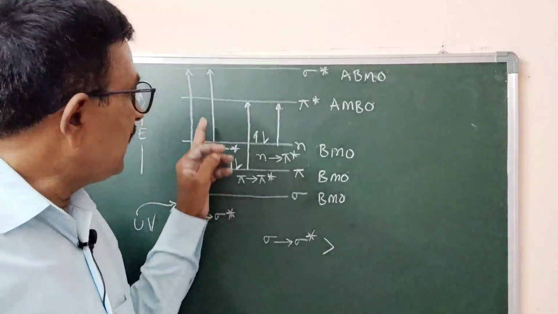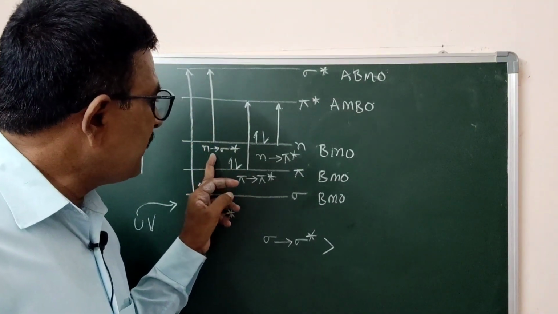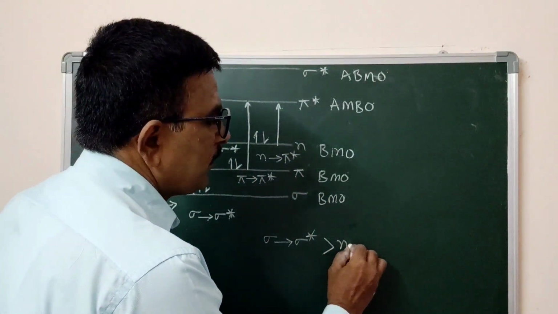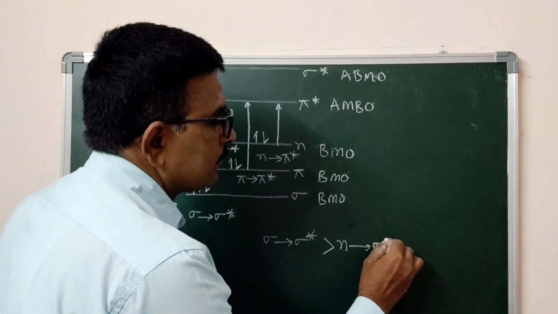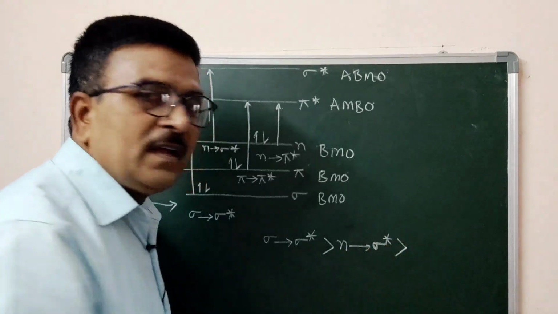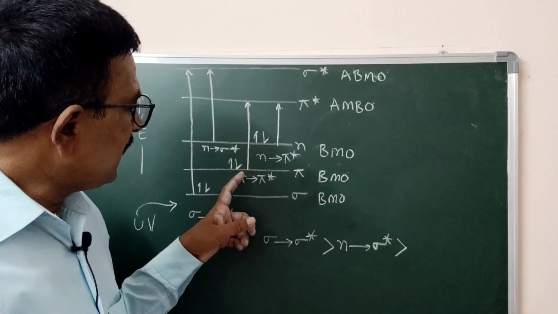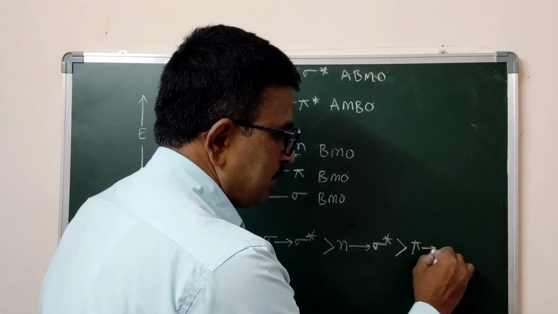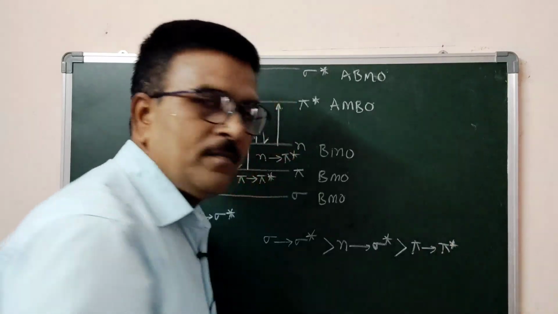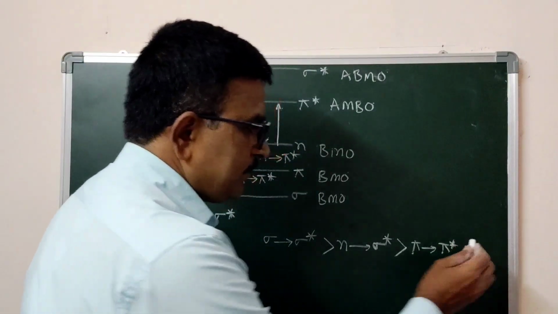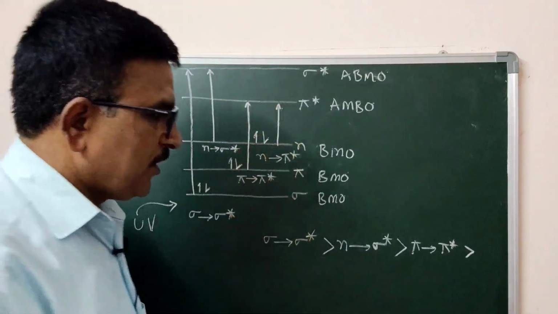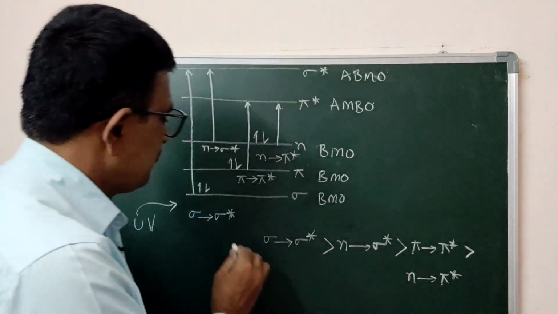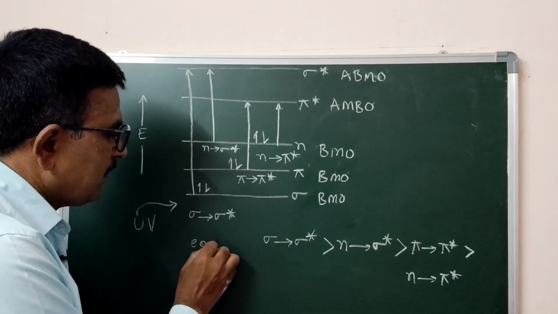Now coming to the energy difference between the N orbital and the sigma star orbital: the energy for N to sigma star is further greater than the energy required for the pi to pi star transition. The pi to pi star transition is greater than the energy required for the N to pi star transition. This is the energy required order.